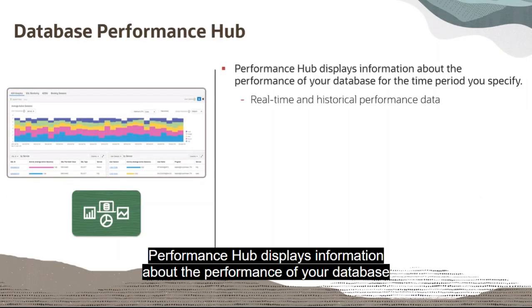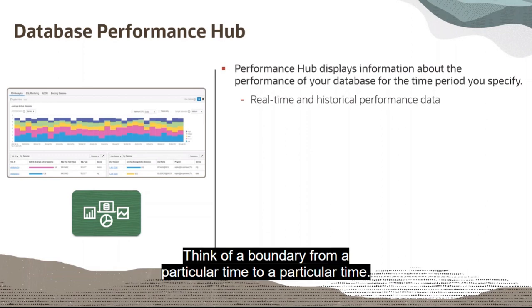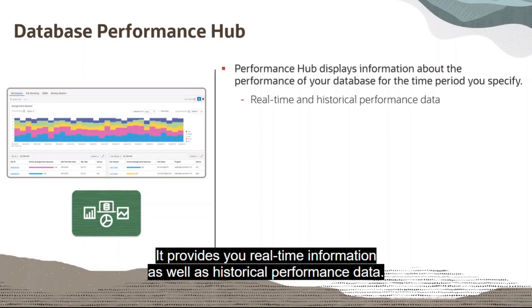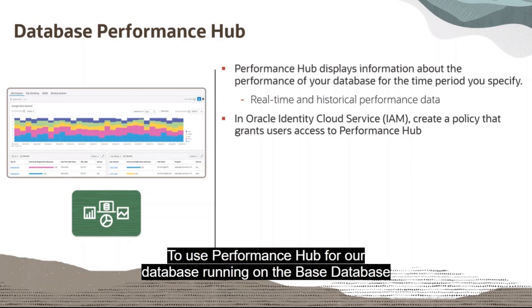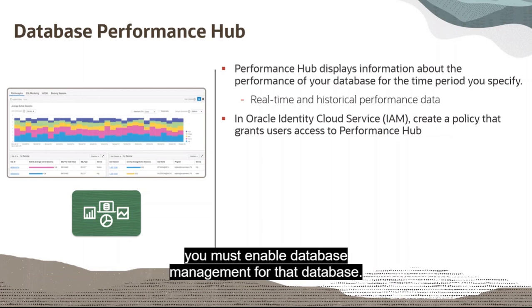Performance Hub displays information about the performance of your database for a time period that you specify. Think of a boundary from a particular time to a particular time. It provides you real-time information as well as historical performance data. To use Performance Hub for a database running on the base database service, Exadata Cloud Service, or a database managed with the external database service, you must enable database management for that database.